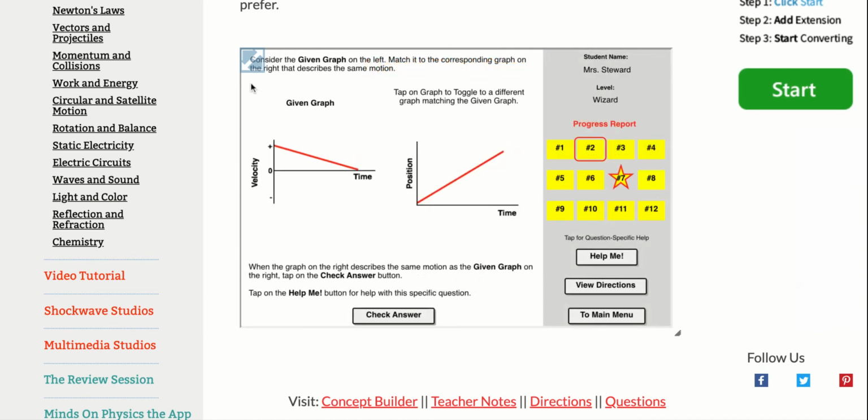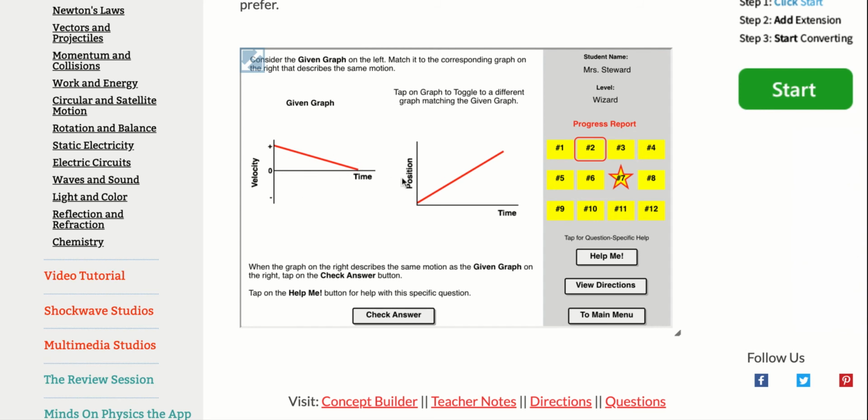So here's another situation where they give you the velocity versus time graph first, and then you want to match the position versus time graph. Sometimes they'll give you position versus time over here, and then you have to match it with velocity. So it can be either way. So here we can see velocity is positive to begin with, and then it goes down to 0. So here velocity is changing.